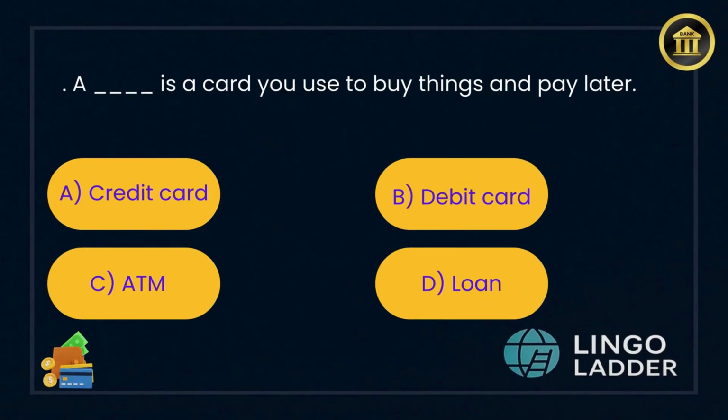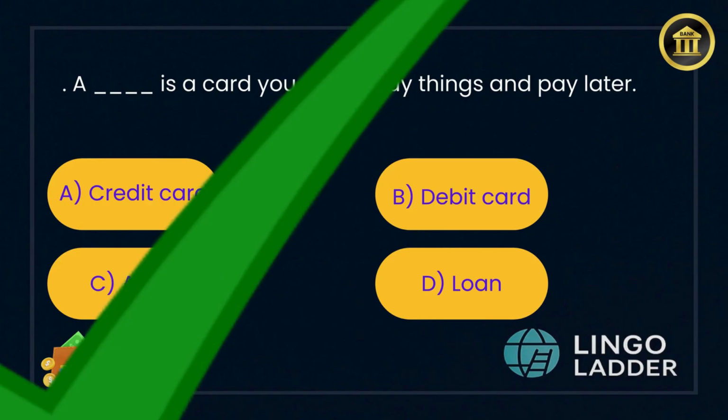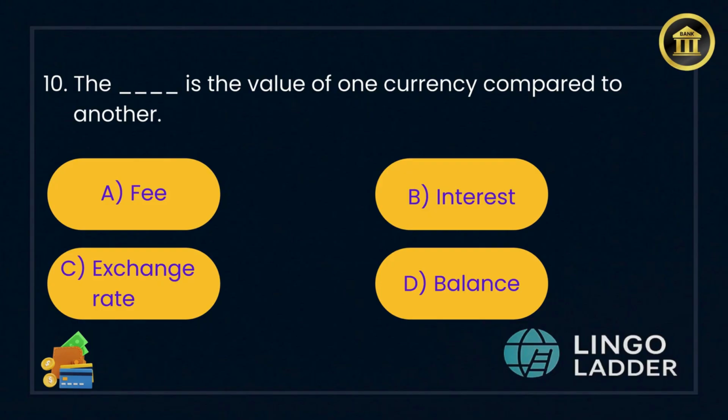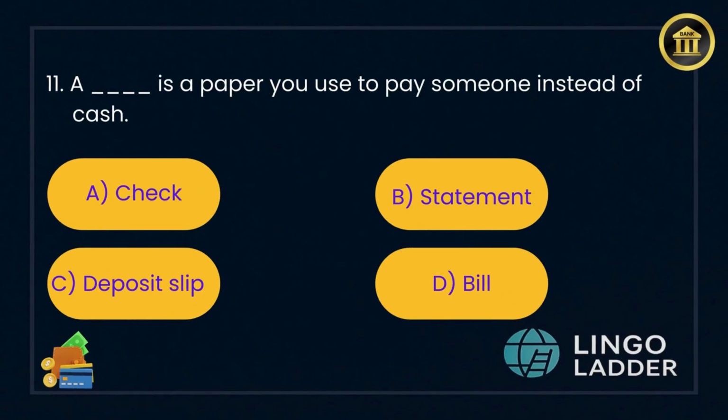9. Is a card you use to buy things and pay later. Correct answer is credit card. 10. The is the value of one currency compared to another. Correct answer is exchange rate. 11. Is a paper you use to pay someone instead of cash.